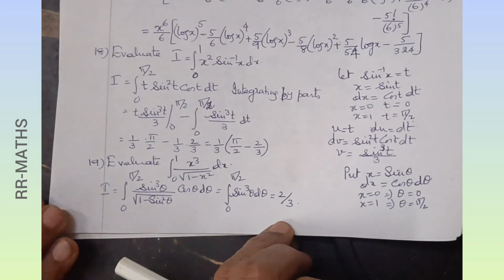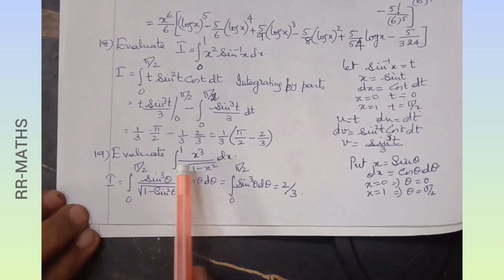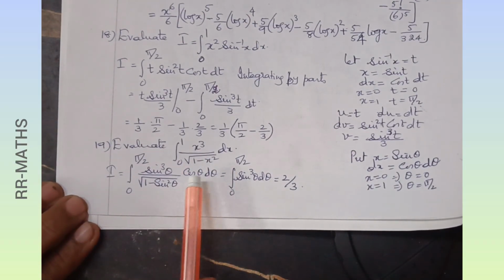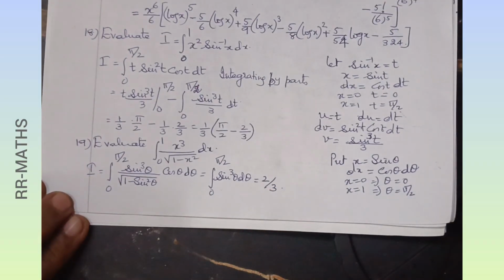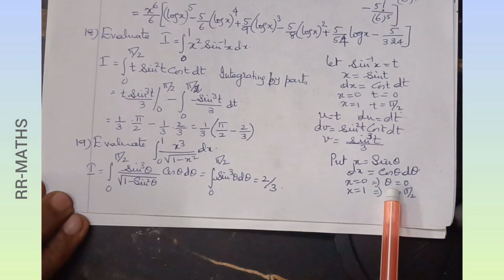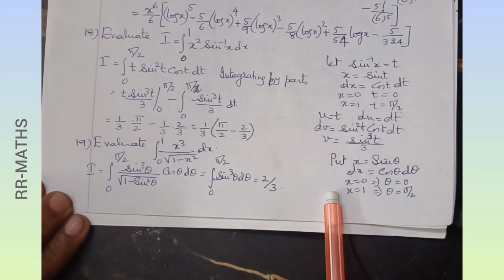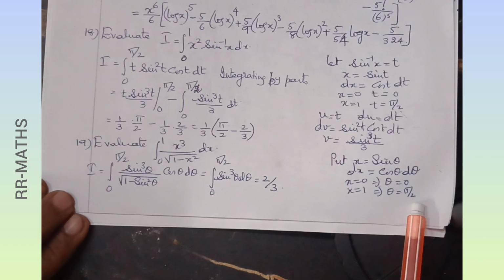So next we shall see another problem. Evaluate integral 0 to 1 x cube divided by root of 1 minus x square dx. So I make a substitution here. Put x is equal to sine theta and dx will become cos theta d theta. So when x is 0, theta is 0, x is 1, theta is going to be pi by 2.